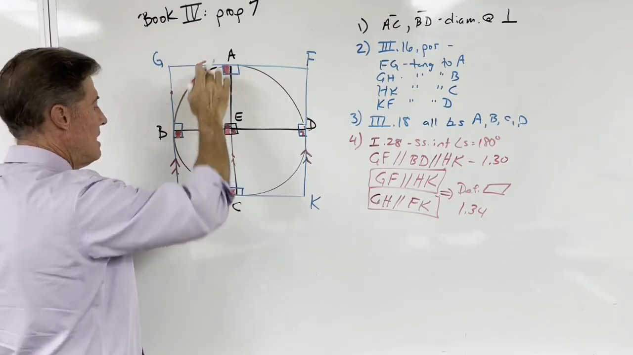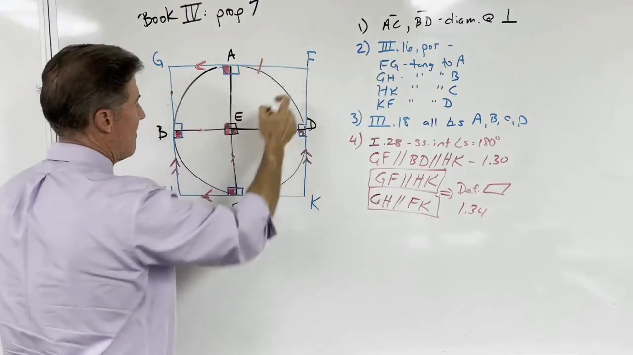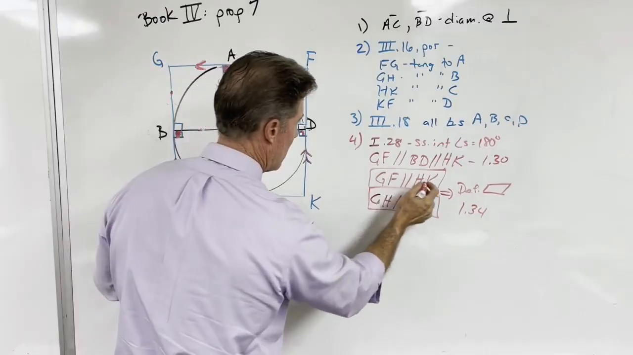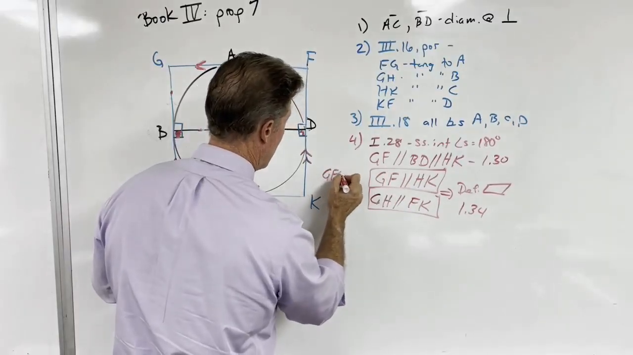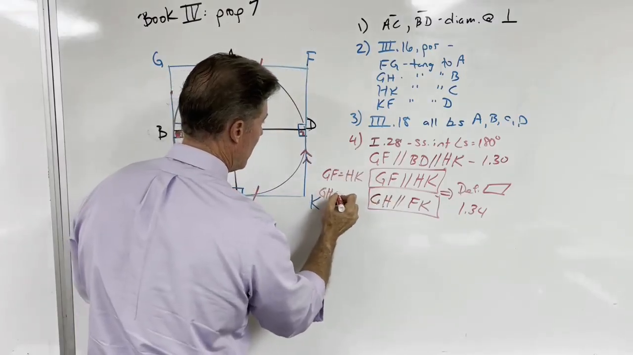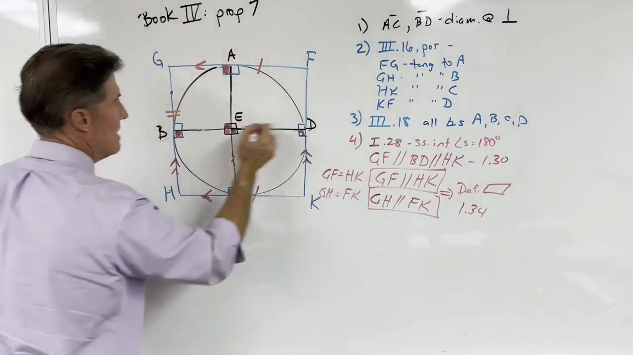So since these are opposite sides of the parallelogram, we know that GF is equal now in length to HK. So not only are they parallel here, GF is equal to HK. And likewise, GF is equal to FK, its opposite side. So this side is equal to this side.